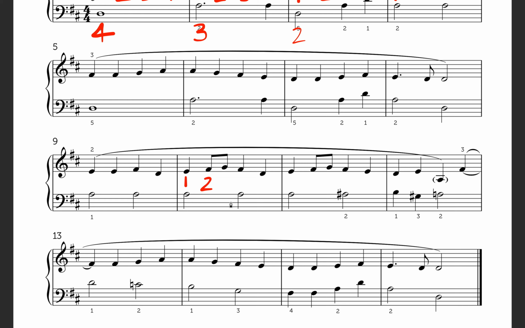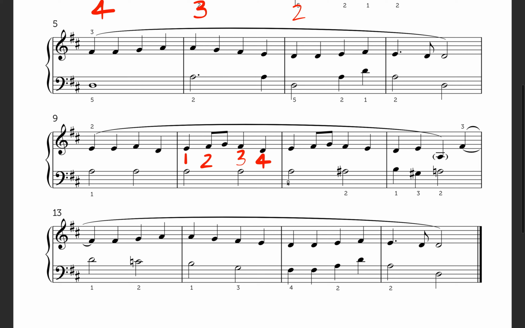We can work out where beat 3 goes because we know that this is a 2-beat note, so this is going to happen on beat 3. This also means that this note goes on beat 3. Let's just write in that 3. There we go. And then this is a 1-beat note, so that's going to go on beat 4. So we worked out where the 4 beats go.